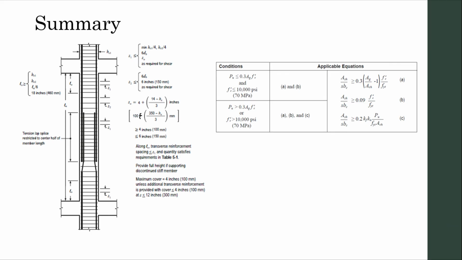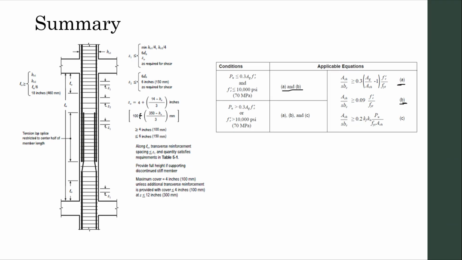So, condition 1, if the ultimate axial load is 0.3 FC prime AG, dapat masatisfy yung dalawa: FC prime is less than or equal to 70 megapascal or 10,000 psi. So, ang gagamitin mo is A and B. Compare mo si A and B, the maximum governs. So, ASH over SBC greater than or equal to 0.3 AG over ACH minus 1 multiplied by F prime C all over the Fy of the tension reinforcement.